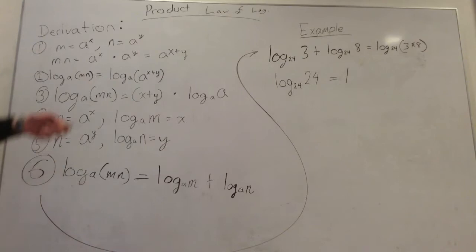Now, we will use it to solve an example question: log base 24 of 3 plus log base 24 of 8. Now, since we have equation number 6, we can see that this equals log base 24 of 3 multiplied by 8. So 3 multiplied by 8 equals 24. Log base 24 of 24 equals 1. So the answer to that example question is 1.